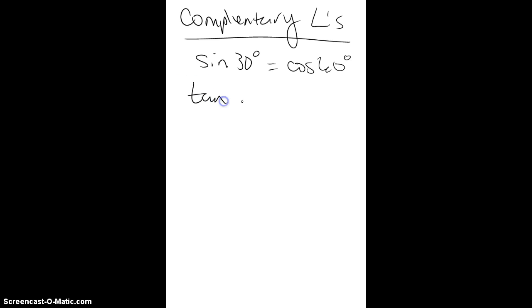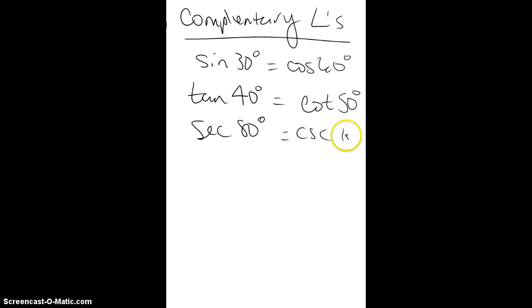We could look at other things. For example, tangent of 40 degrees and cotangent of 50 degrees are going to be the same. Secant of 80 degrees and cosecant of 10 degrees are also going to be. And remember in geometry, the word complementary means add up to 90. Supplementary angles add up to 180. Complementary adds up to 90. So that's where that comes from.